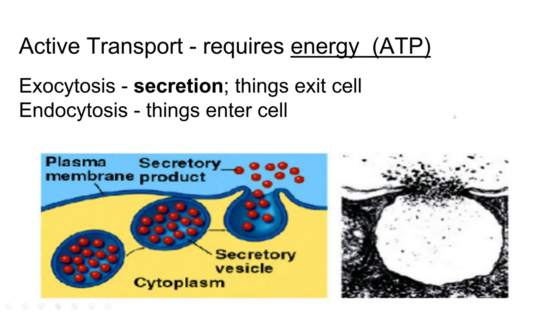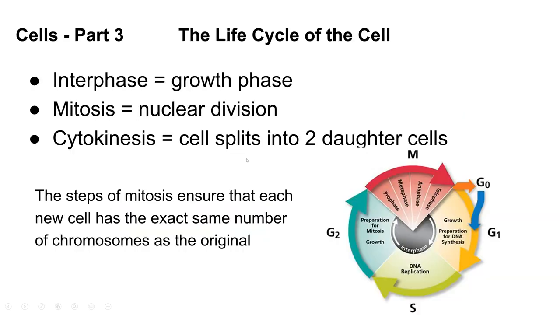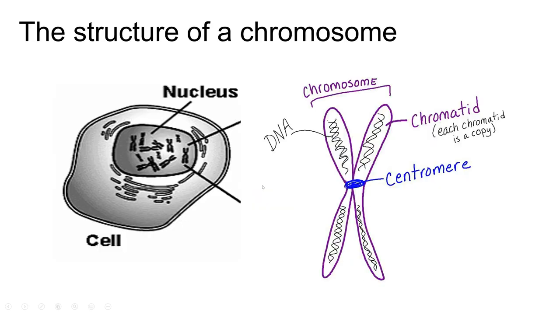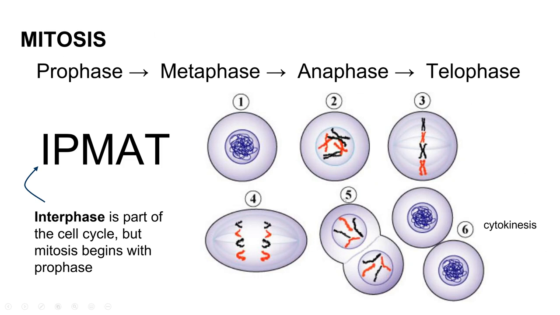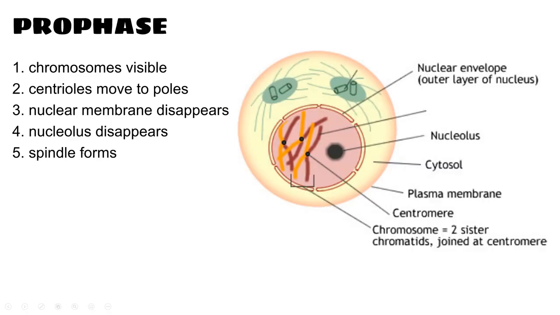Okay, active transport requires energy, we said. And then there's the life cycle of the cell where we take the chromatin, we duplicate it, we separate it, and we make two new cells.